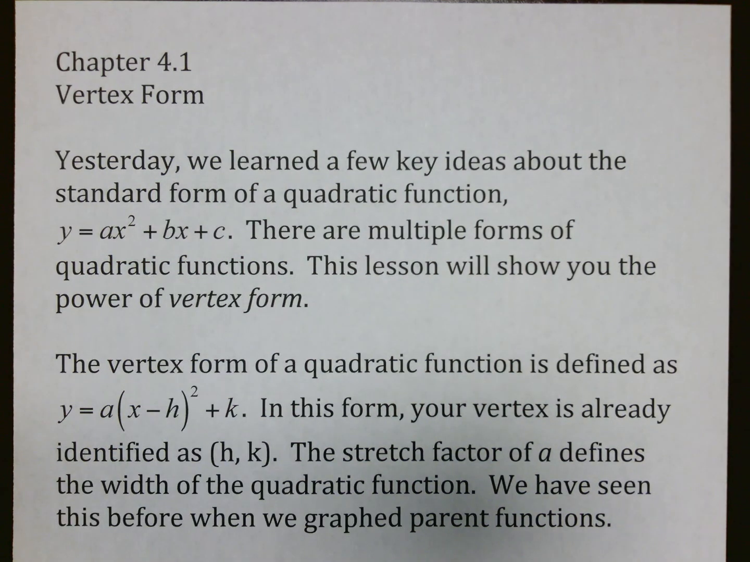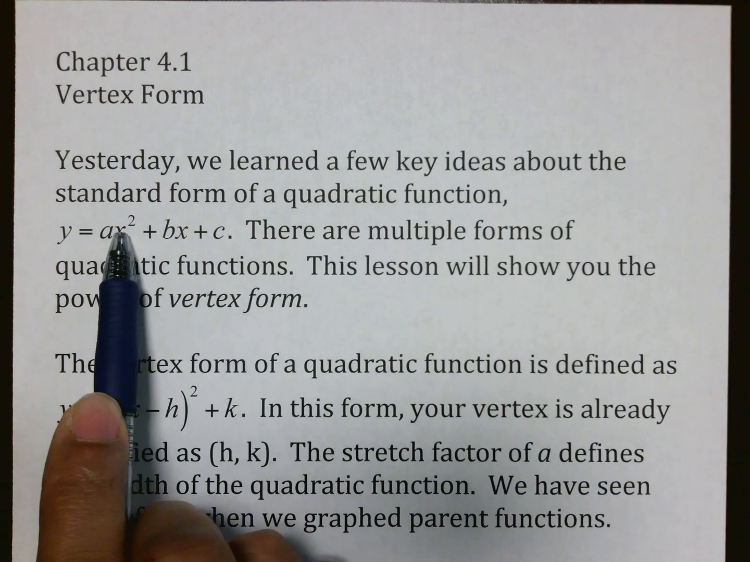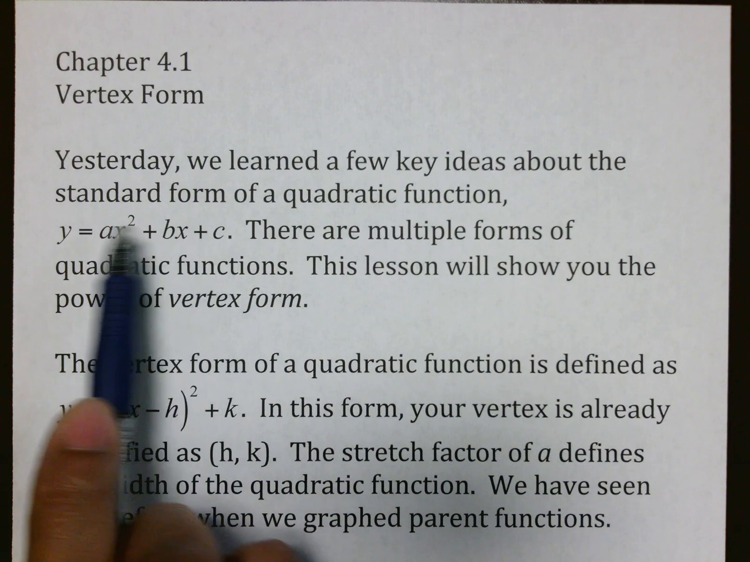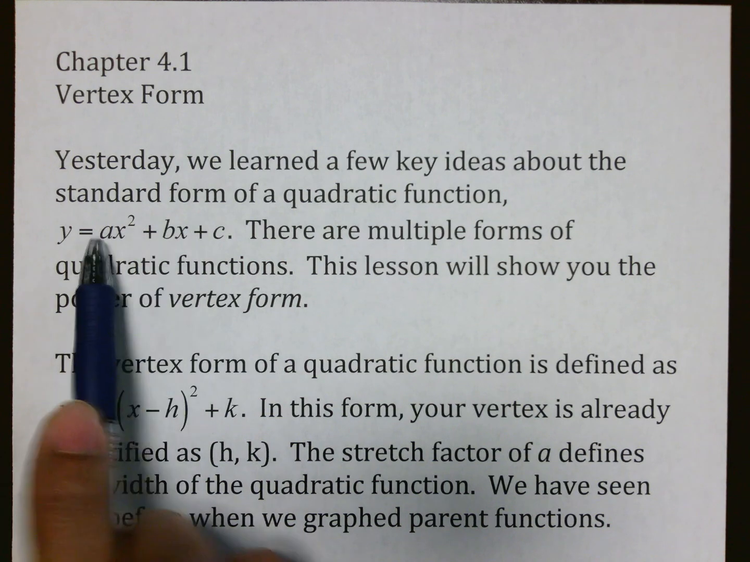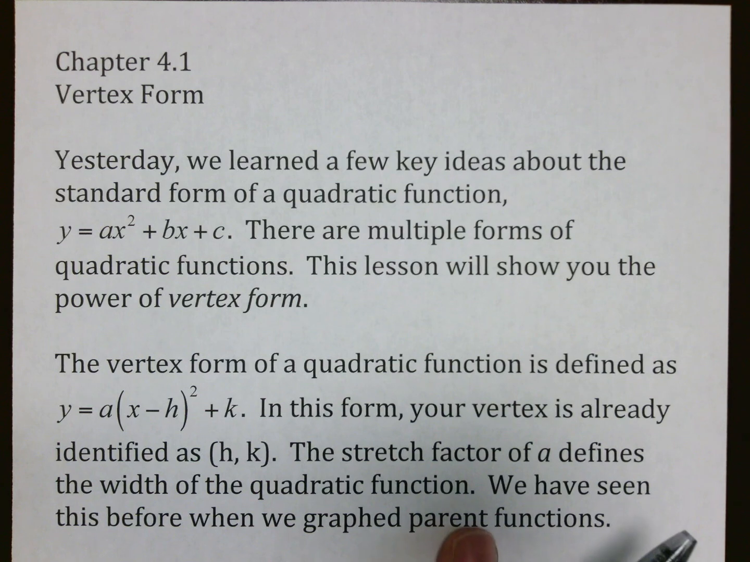So yesterday we did some key ideas about standard form, which is the one where it's ax squared plus bx plus c, where a is the value attached to x squared, b is the value attached to x, and c is the constant, or as we know, the y-intercept. We also learned negative b over 2a is how you find the key x. You then take the key x, plug it in, and find a whole bunch of information about it.